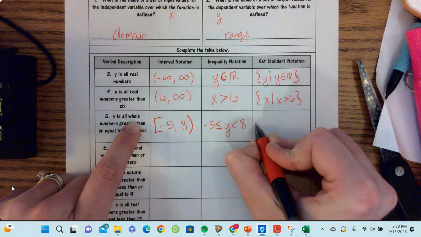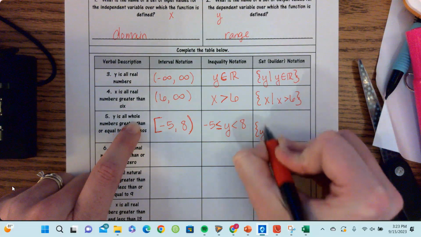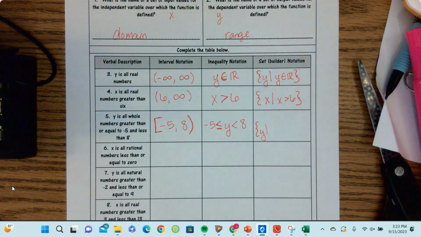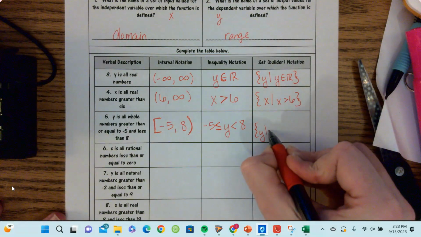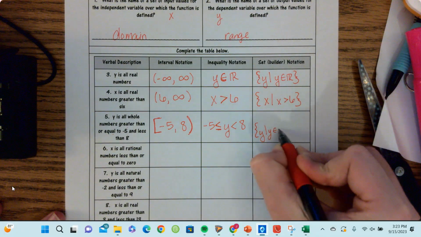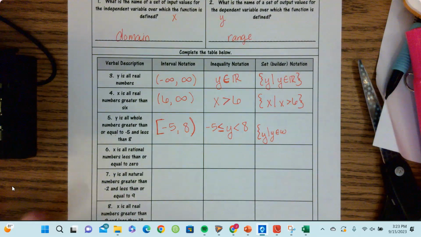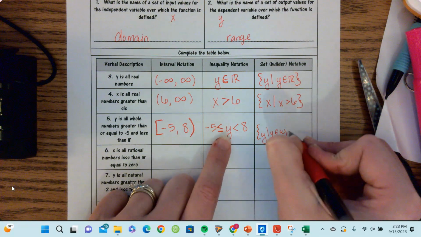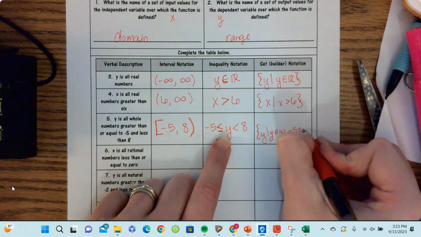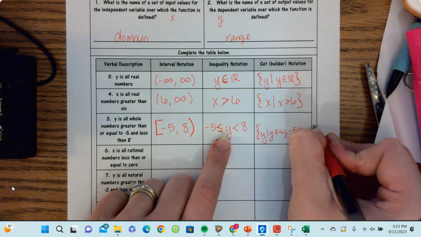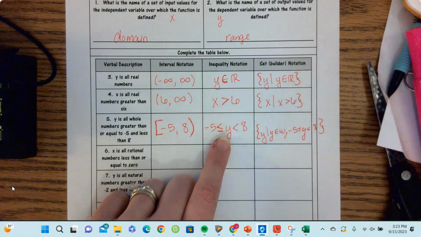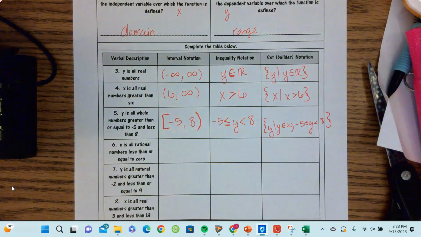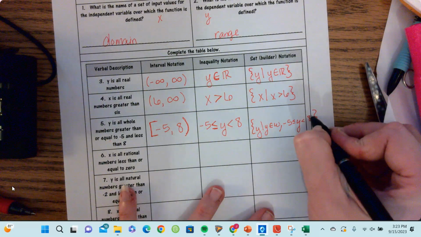So when we write set notation, what we're going to do is write y is a member of the set of whole numbers, designating that it's only the whole numbers, and then we do a comma and then this inequality. But we only have to do that if they designate a particular set, like whole numbers or integers or rational numbers. If it says real numbers, we don't have to do that indication. So that's that. Sorry, it's kind of hard to see.